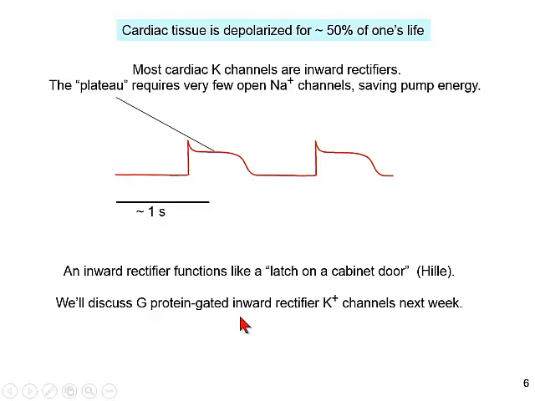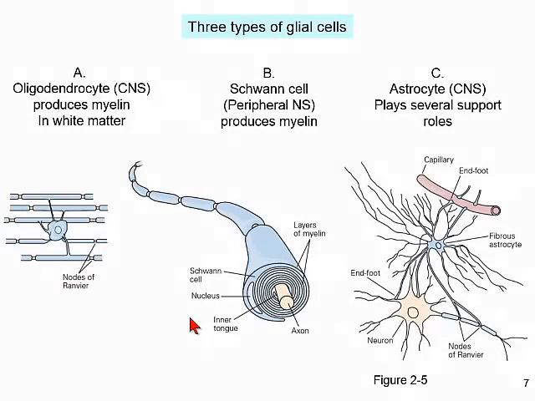Now, in fact, some inward rectifier channels are additionally gated by other signals in the cell, and we will discuss these later, but they are also gated by the polyamines that I told you about. Okay, so that was topic number one for today, which is inward rectifier channels. Topic number two is the types of glial cells.